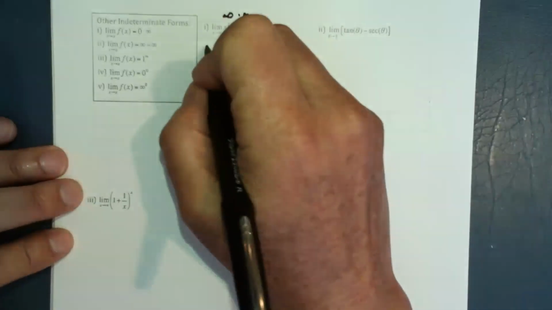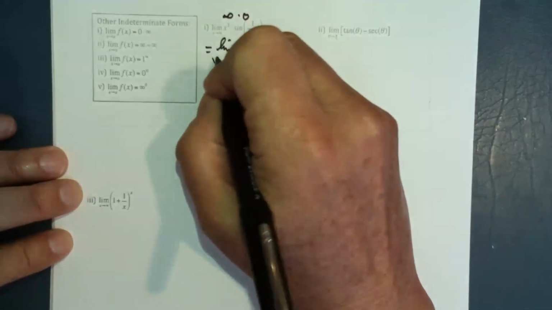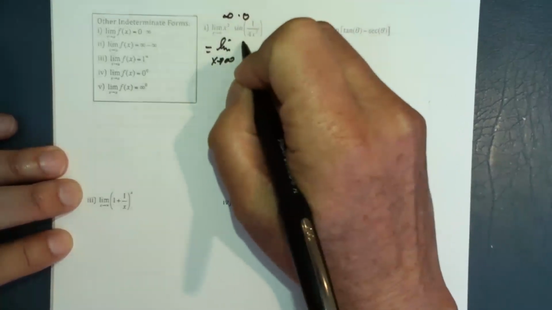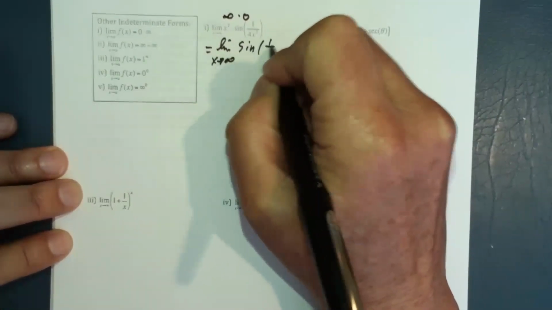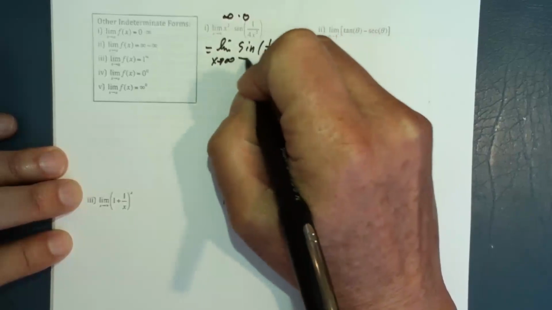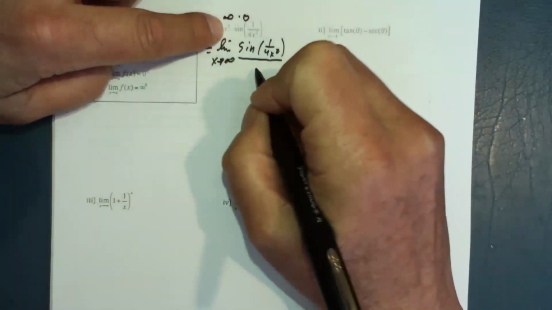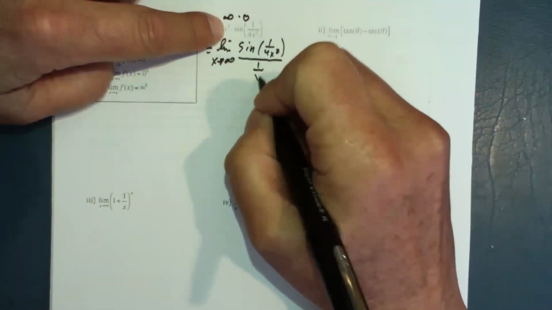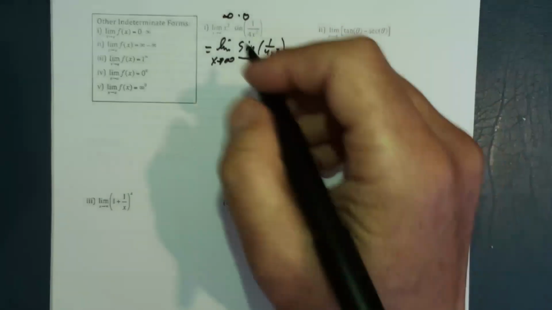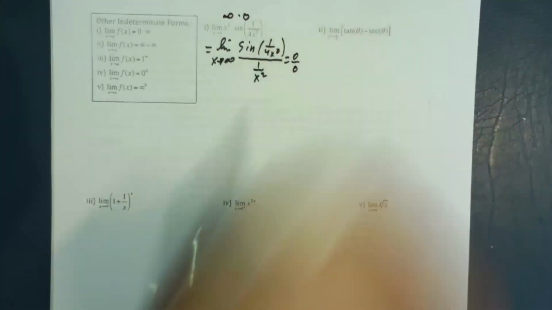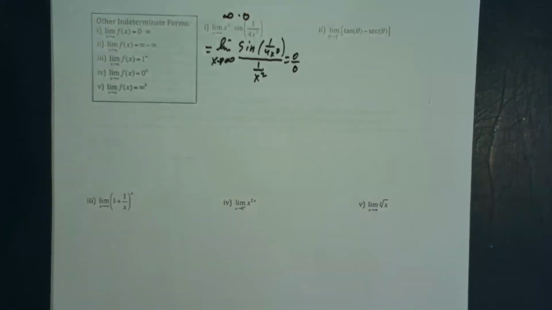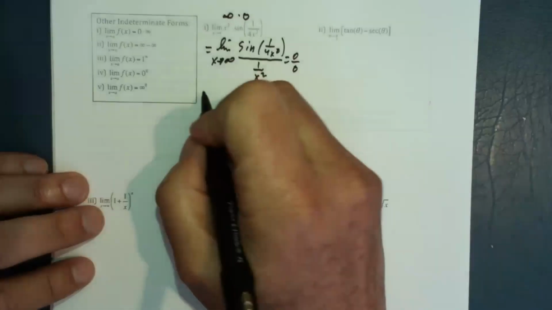So I'm going to do an algebra trick. And I'm going to bring that x squared down below, and it becomes 1 over x squared. Now I have 0 over 0. Now I can apply L'Hopital's rule. So let's do that.